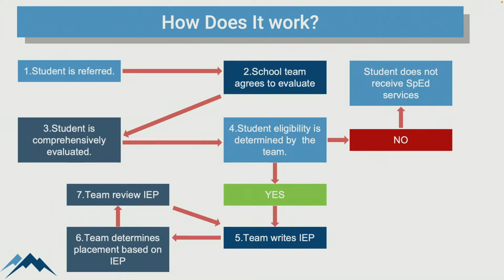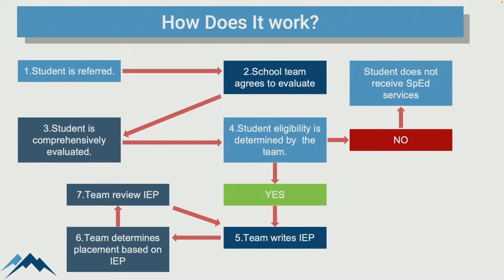On an initial evaluation, we're actually required to look at all 13 categories. Some of those we can kick out right away. If we have a student who's being referred for reading, we can kick out deaf, blind, or visually impaired, because we know that they're not that. But we are required to look at all of those categories upon initial evaluation. Once we've done the comprehensive evaluation, we look at the categories and determine, is the student eligible, yes or no?